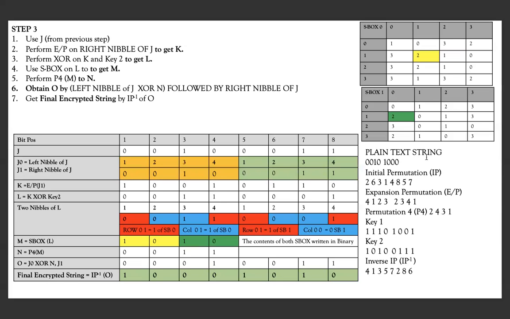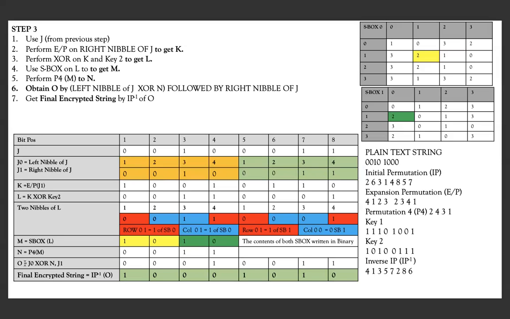Next step is we perform permutation 4 on M. Basically what that means is that I will be rewriting M using this sequence. First I need bit number 2, that is 0. Then I need bit number 4, which is also 0. Then I need bit number 3, which is 1. Finally, I need bit number 1, which is also 1. So 0, 0, 1, 1. After performing P4 on M, I get this sequence of nibbles, and I will be calling that N.